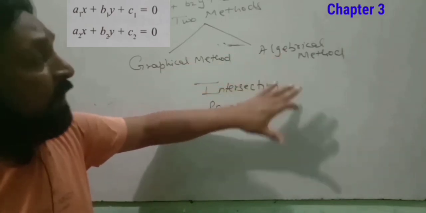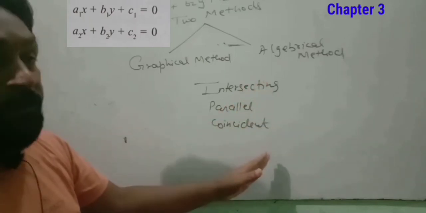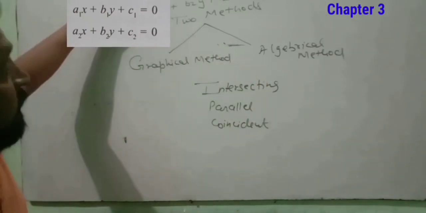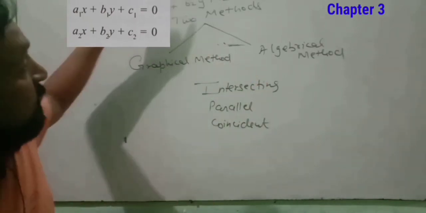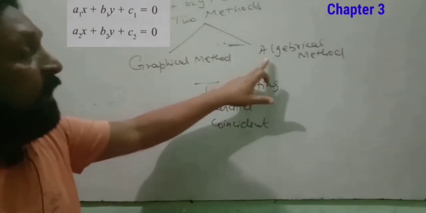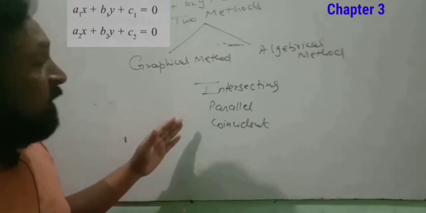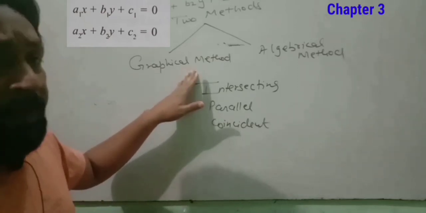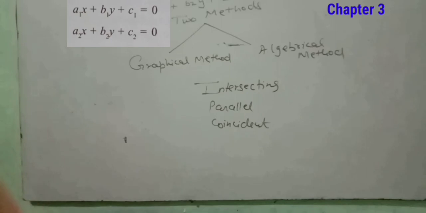Algebraical method means when we find out the types of lines by the help of the coefficients a1, b1, c1, a2, b2, c2. That is called the algebraical method. So let's understand it one by one.